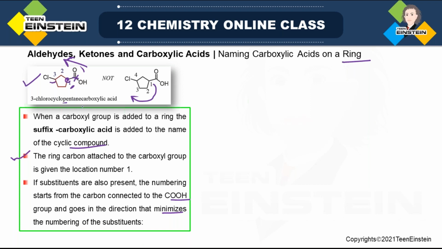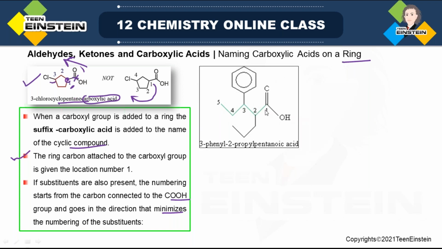3-chlorocyclopentane carboxylic acid. In the case of an open structure, what have you seen? For the alkane, you remove the last E, then add oic acid. But here it is not oic acid. You have to write the full name, which is cyclopentane, then write carboxylic acid. So it is completely different from the open structure.